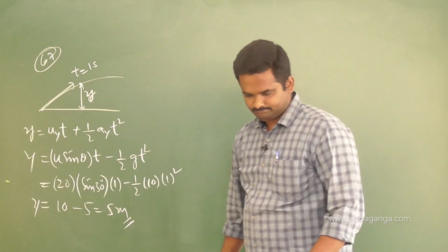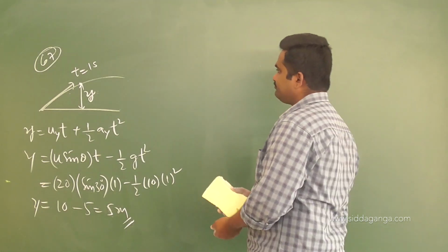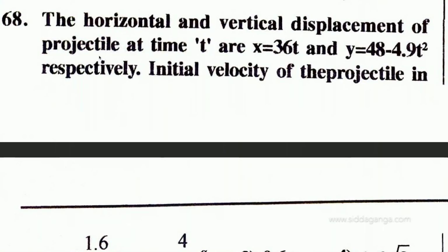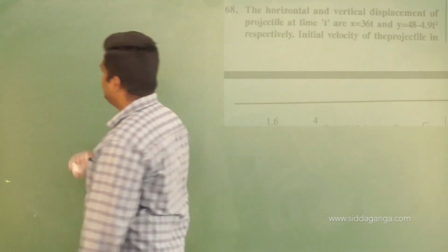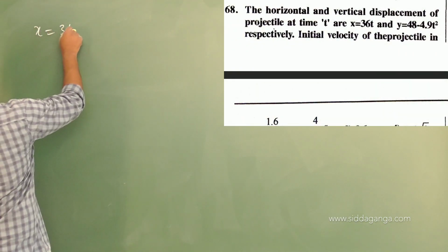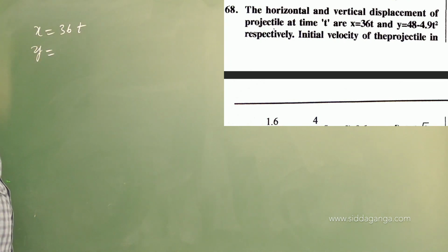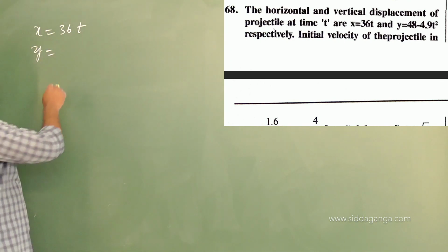Next. 68th problem, I go for it. See here, the problem is a bit tricky, just go through what they are asking, you have to find out. The horizontal and vertical displacements of a projectile at time t are x equals 36t and y equals 48t minus 4.9 t square respectively. Then the initial velocity of the projectile is?